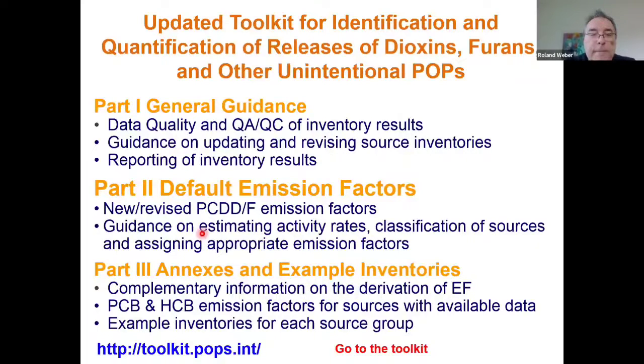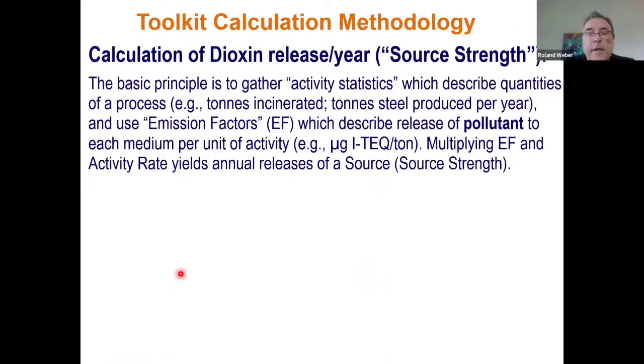There is a part 3 of the toolkit. This includes some example inventories. So for each major source, there is an example inventory from another country where you can have a look, read, and learn from other countries how they compiled their inventories for the different sources.